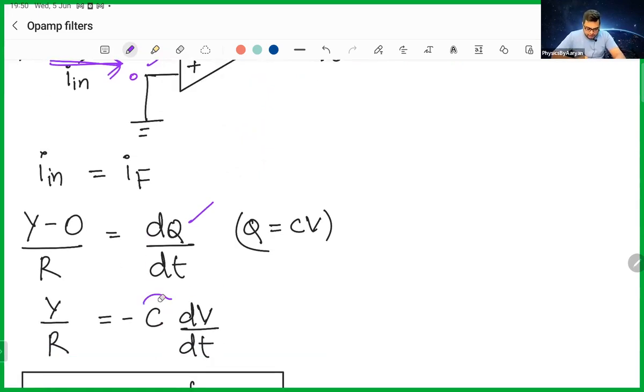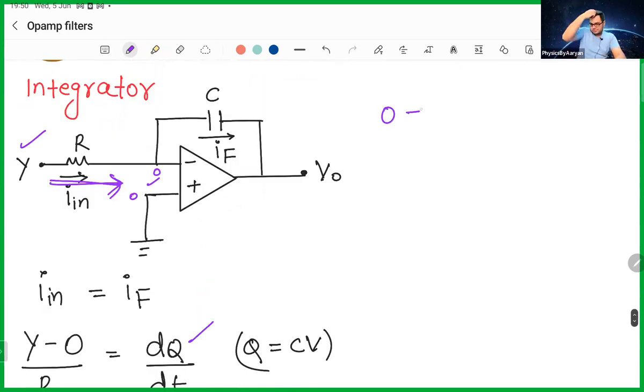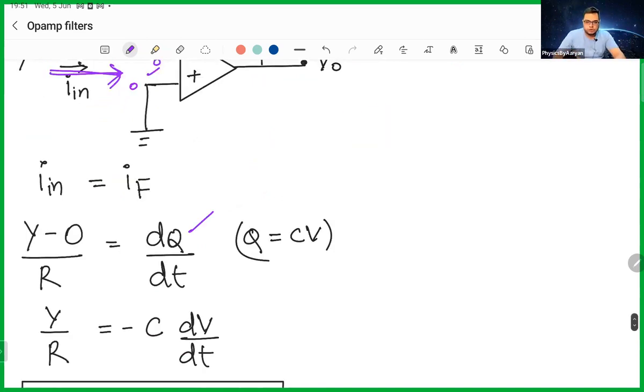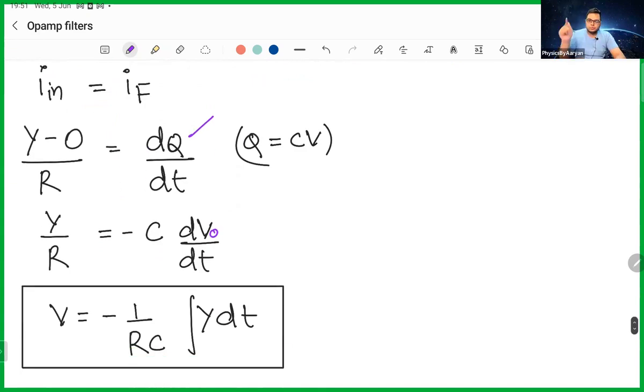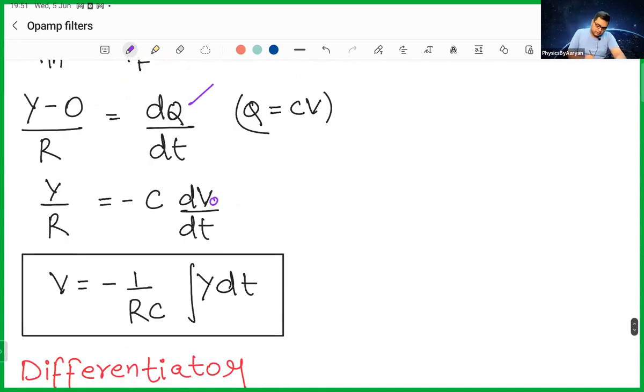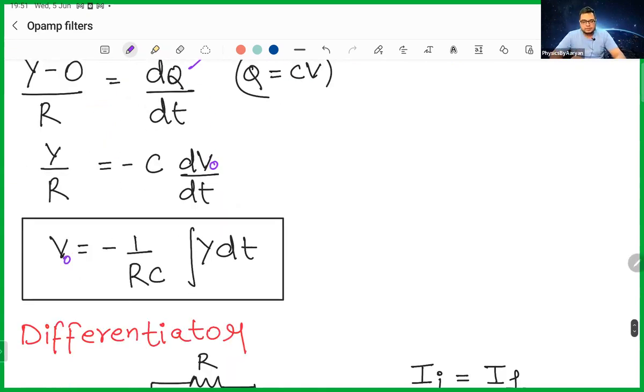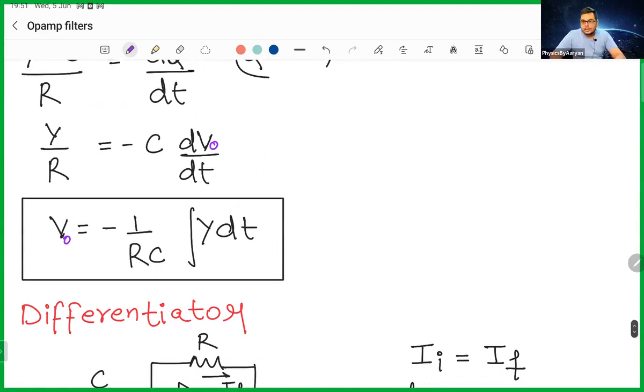dV by dt. Why did I put a negative sign here? Because you see the voltage difference is actually 0 minus V output. So you are basically doing the differentiation of that, so you get dV output by dt. Then you integrate both sides with time. So you basically get V output as minus 1 by RC integration of Y dt.